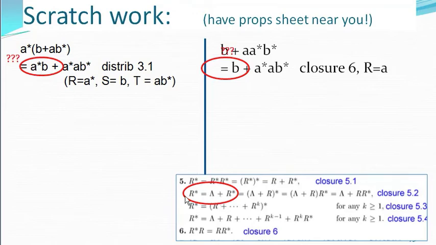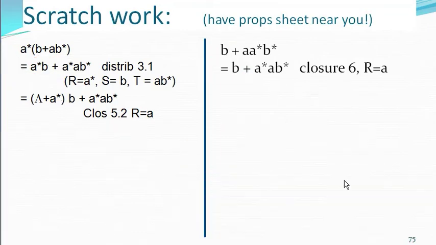By this rule, right? R star equals lambda plus R R star. So I could turn this A star into a lambda plus A A star. And when I multiply it out, I'll have a B, right? So I can say by closure 5.2, this expression equals lambda plus A star times B. Because if I just make R the single symbol A, then A star becomes lambda plus A A star. So I get here, and, you know, it's not easy. This kind of stuff is not easy. You just have to do a lot of mulling.